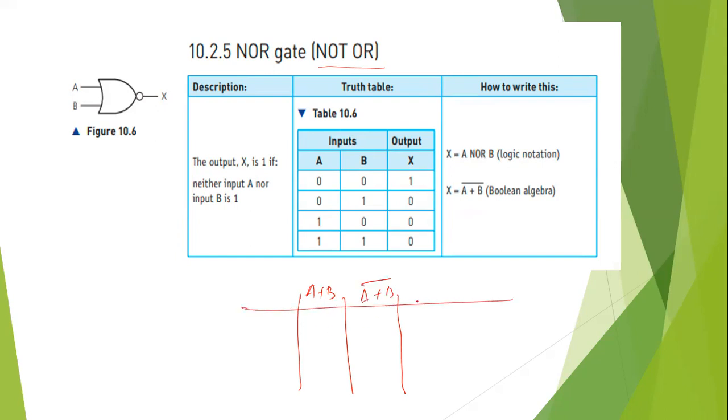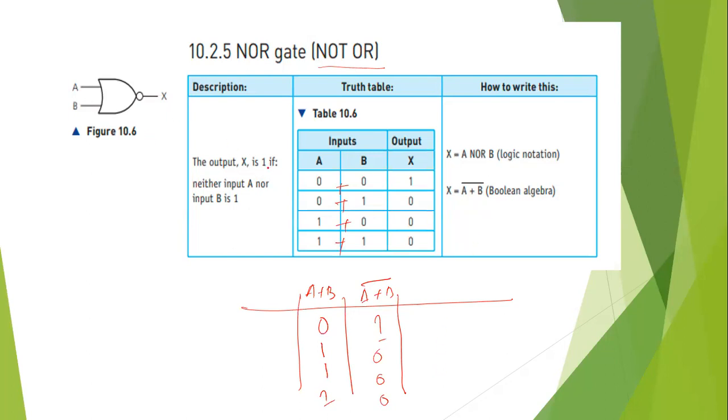You can write there: 0 plus 0, it is 0. 0 plus 1, it is 1. 1 plus 0, it is 1. 1 plus 1, it is 1. So now you can invert this output of A plus B. So it will be 1, it will be 0, 0, 0. So remember, NOR gate output is always reverse of OR gate. So you can remember like that.